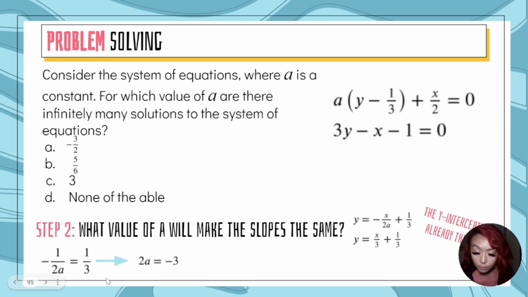So 2a equals -3. We divide both sides by 2, and we get a equals -3 over 2, which is choice A.